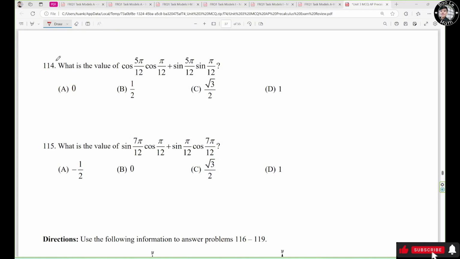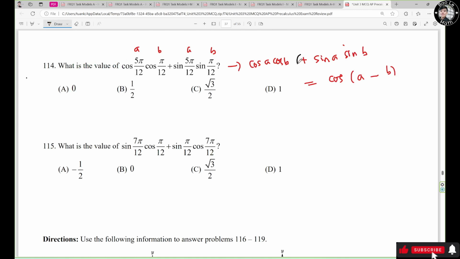Now question 114, similar to 112. This one is A, this one is B, this one is A, and this one is B. Just write the formula out: it could be cosine A cosine B plus sine A sine B. This is actually cosine of A minus B. A lot of students make a mistake here: if this is a plus sine, this must be a minus sine. If this is a minus sine, this must be a plus sine. So keep that in mind.